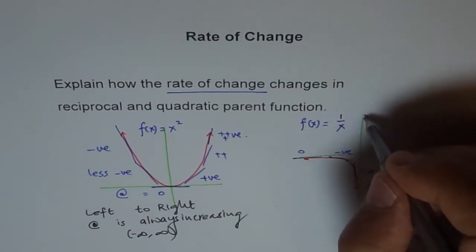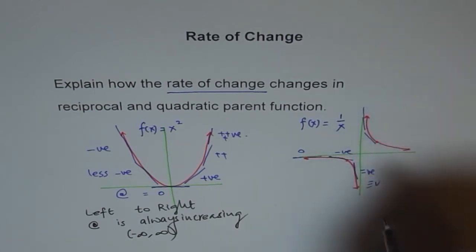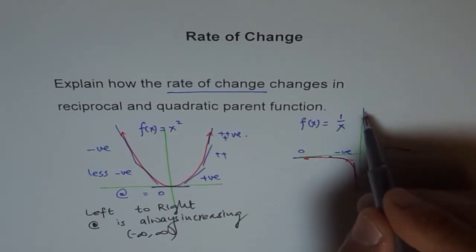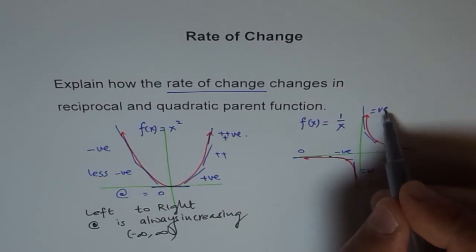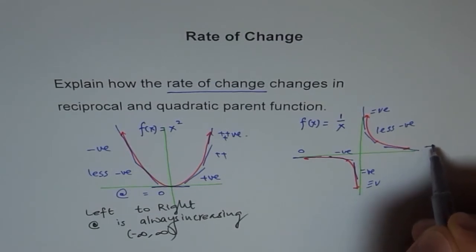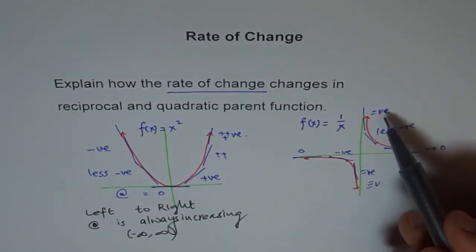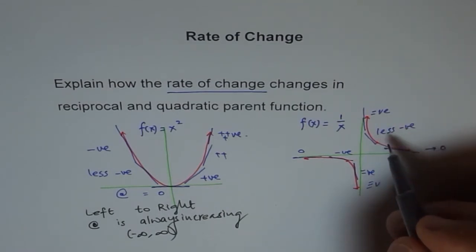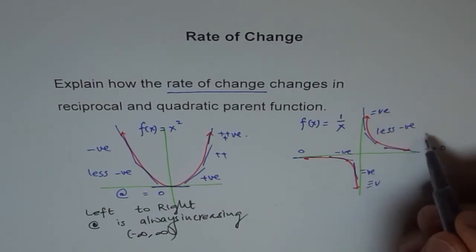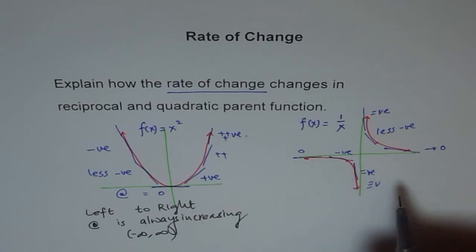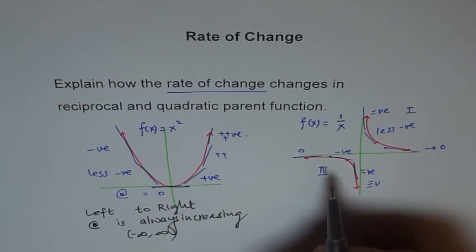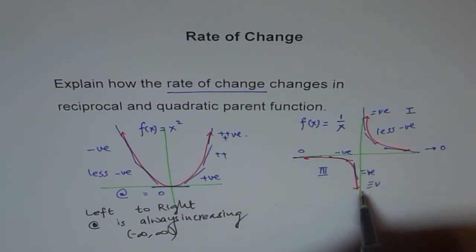How about this? Now these are also negative. Do you see that? These are also all negative, but this is highly negative. Let me write more negative. This is less negative, and this approaches 0. Do you see that? So when we go from negative to 0, does that mean increasing or decreasing? That is increasing. From negative to 0, that means rate of change is increasing. So in this quadrant 1, the rate of change is increasing, but in quadrant 3, what is happening? We are going from 0 to negative, it is decreasing.